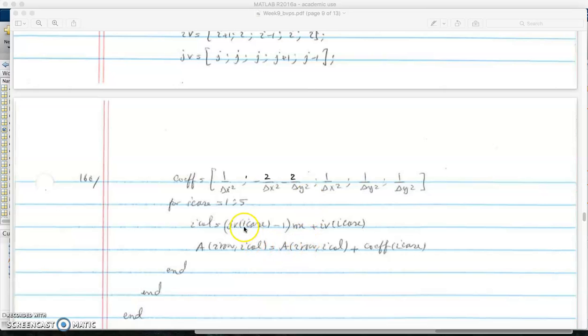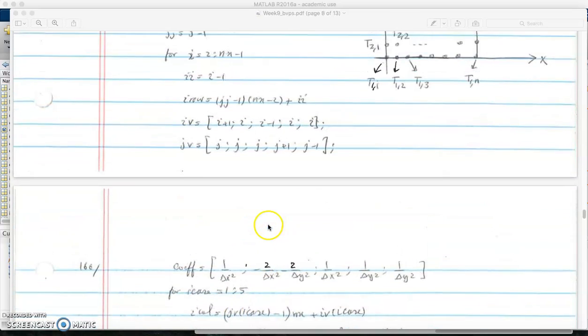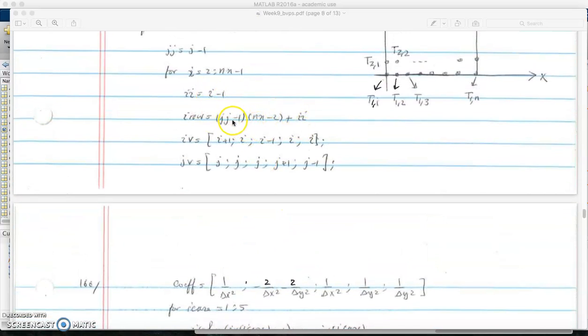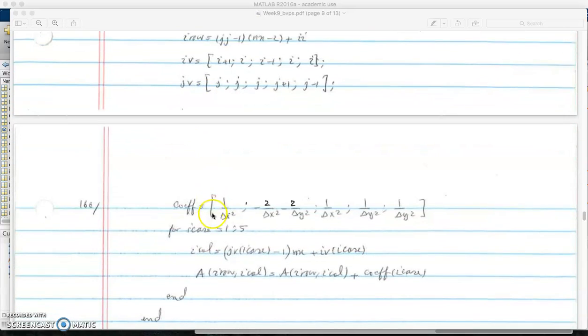And that's how we can calculate. So this actually gives you the column number. You go to that column, and the row corresponding to that is going to be calculated using this expression. So you know the row number, you know the column number, you go to that A matrix, you put this coefficient in the corresponding row and column element.